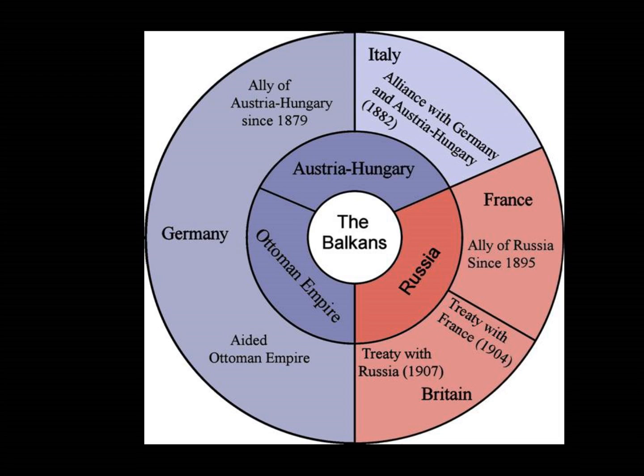This graphic representation of the alliances shows how they centered around the Balkans. Although distant from the center of European power, both of the rival alliances had key concerns in the Balkans. This became even more true when Germany agreed to aid the Ottoman Empire against Russia.